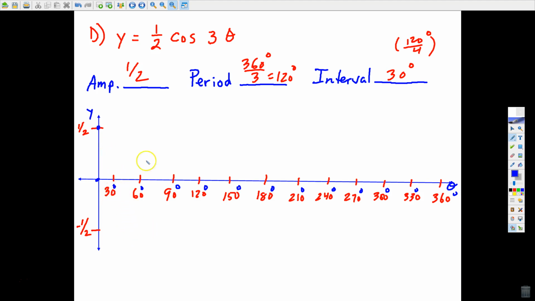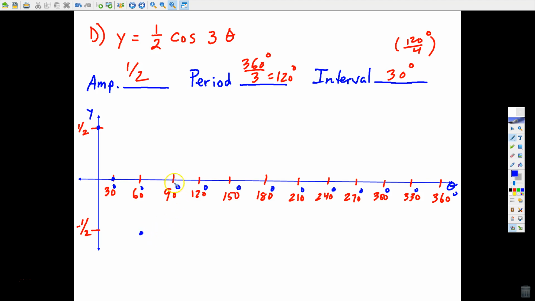For inputting 30 degrees, you can think 3 times 30, which is 90. Then you're doing cosine 90, which is 0. And 0 times 1/2 is still 0. Let me erase this so that we won't think it's a point. All right, let's move to 60 degrees. 3 times 60 is 180. Cosine 180 is -1. And 1/2 times -1 is -1/2.